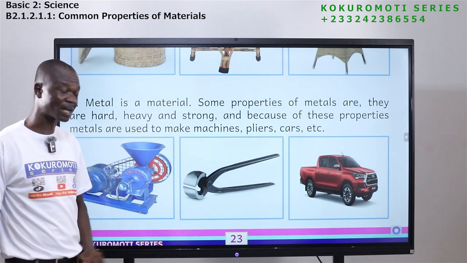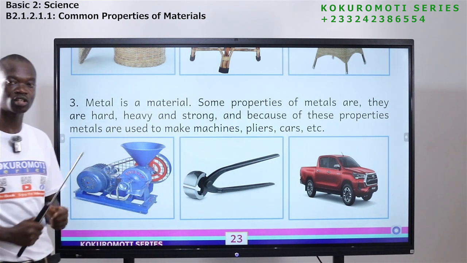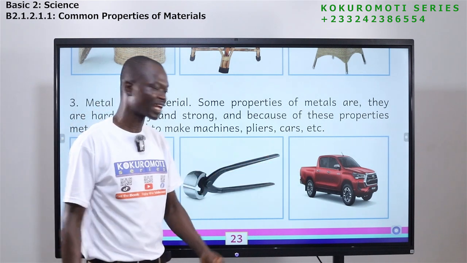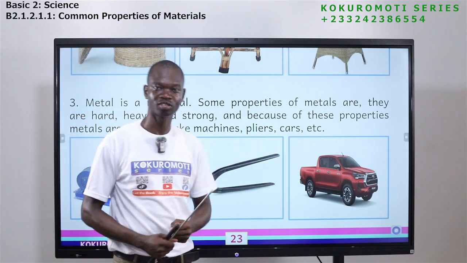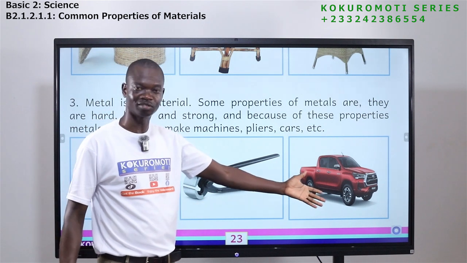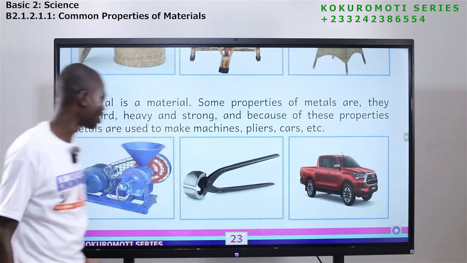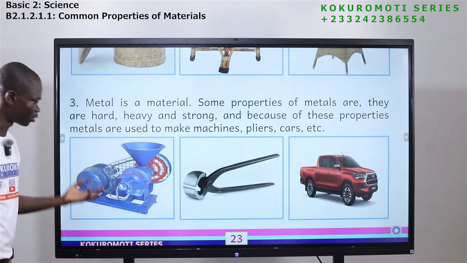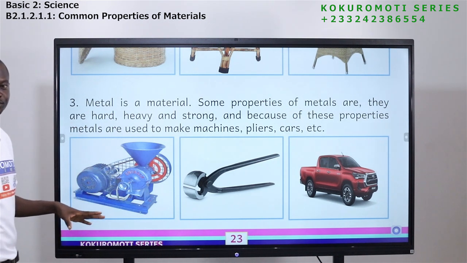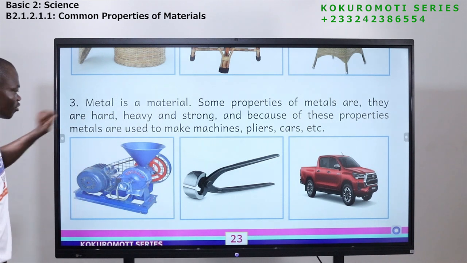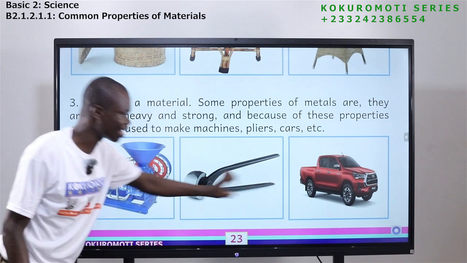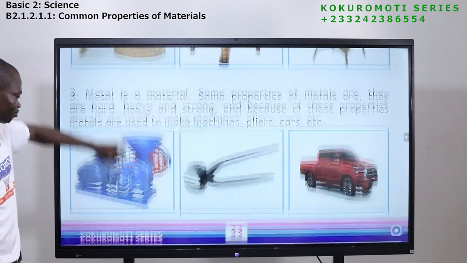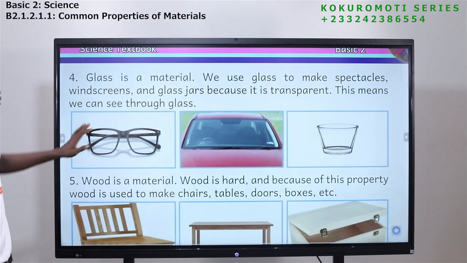So if we have plier and the plier is not hard, it's not strong, do you think we can use it? If you have a car and the car is not hard, it's not strong, do you think we can be safe in it? Look at this machine here. It is purely made of metal. So because of the properties of metal, we are able to make these things. Okay. Now let's move on.